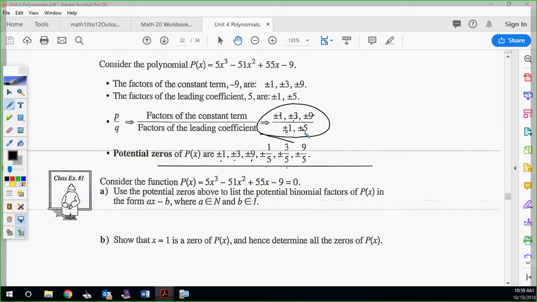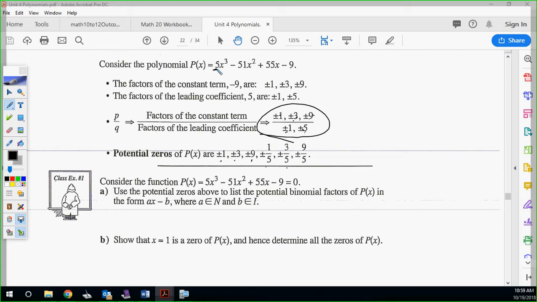Okay. Questions on that? That's the meat of what we're going to do. So if you don't understand what p over q is, please ask now. So again, p is the constant multiples. q is the leading coefficient multiples. Okay? So want to see an example?